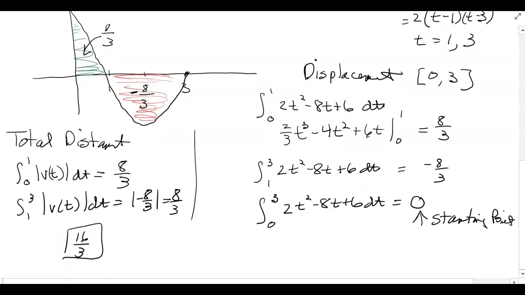So keep that in mind, the difference between your displacement and your total distance traveled. Displacement is your net area. That is if you fully integrate from 0 to 3. But when you're talking about total distance traveled, we're talking about total area with an integral, and you have to use absolute value.